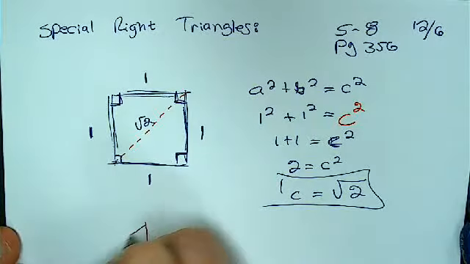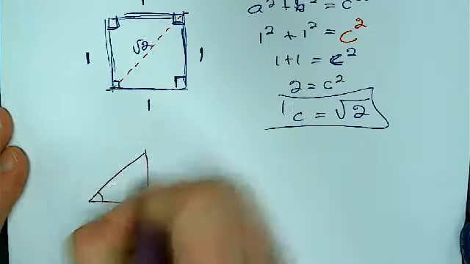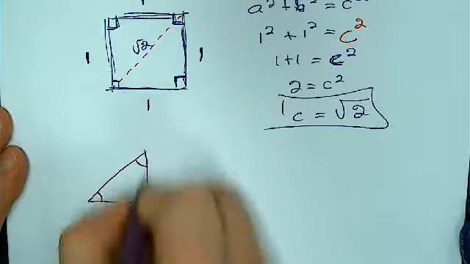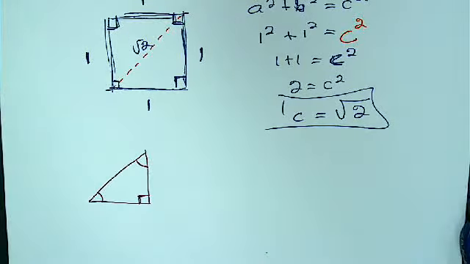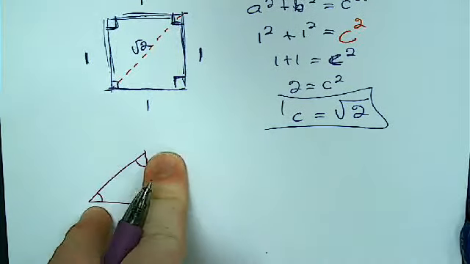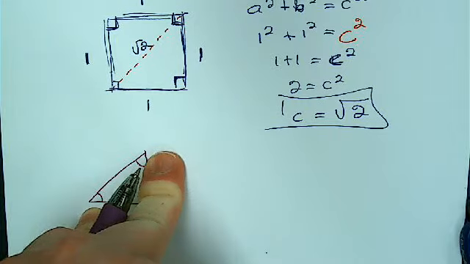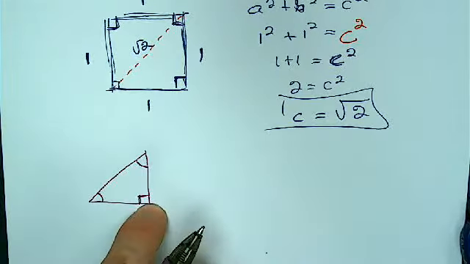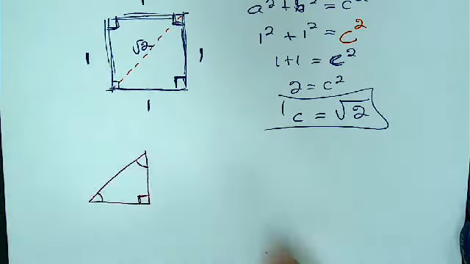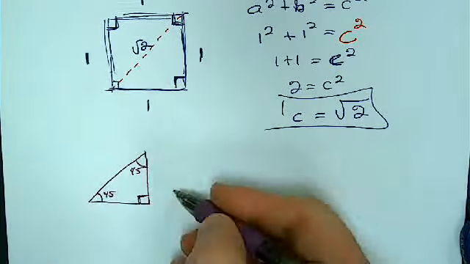Let's say I've got a right triangle like that, and these 2 side angles are the same. That's 90 degrees. How big are those angles if they're the same? So 45 plus 45 gives me 90. Plus 90 gives me 180.